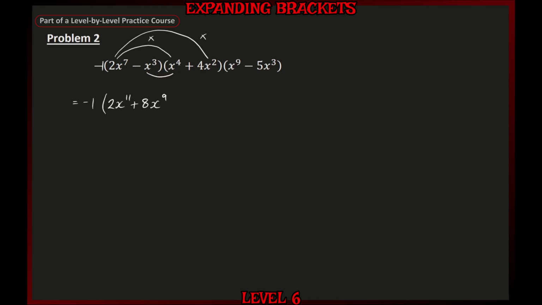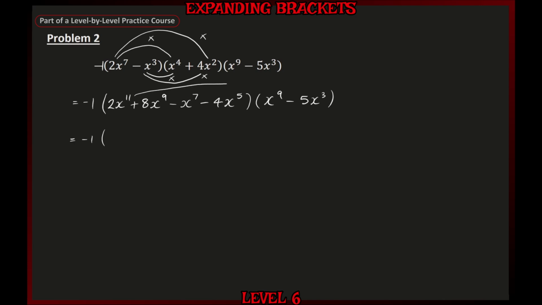Next, we have minus x cubed times x to the power of 4, so that's minus x to the power of 7, and minus x multiplied by 4x squared is minus 4x to the power of 5. And after that, we still need x to the power of 9 minus 5x cubed in that final bracket. Now looking at our first bracket, we don't have any like terms, so we can't do any simplifying. So what we can do straight away now is multiply together the two brackets.